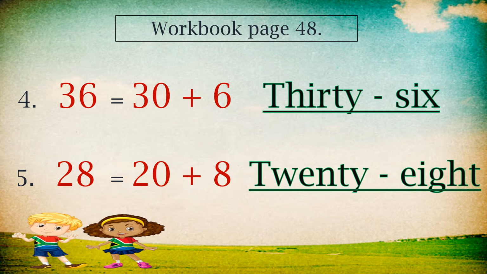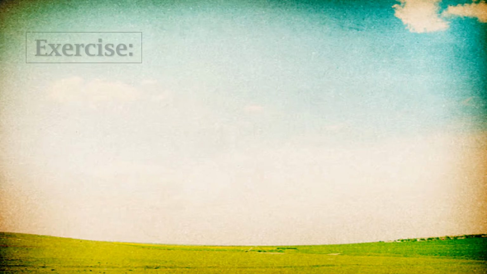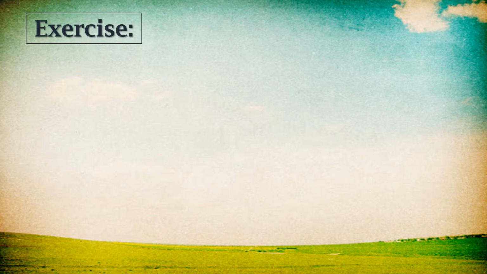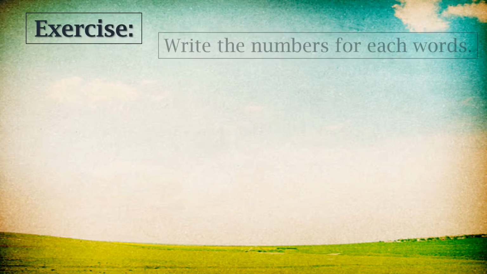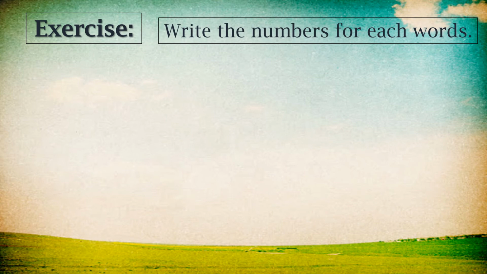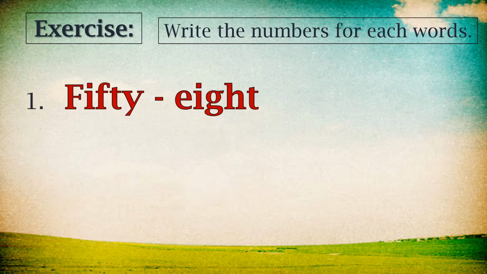Now on the next slide, we are going to learn how to write the words into numbers. So you should know how to read. If you know how to read, you will know how to write. Ready? Okay. Exercise. Now in this exercise, we are going to write the numbers for each word. So this is the opposite. When you say opposite, what we're going to do is read and write the number. All right? Number one, do you know how to read this word?